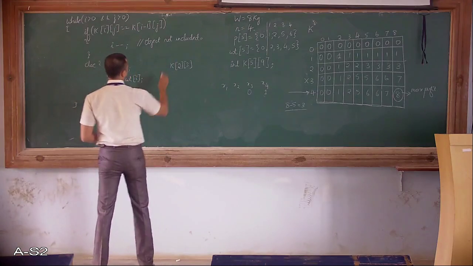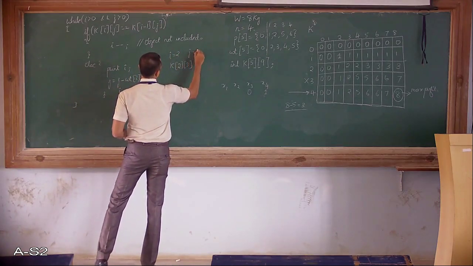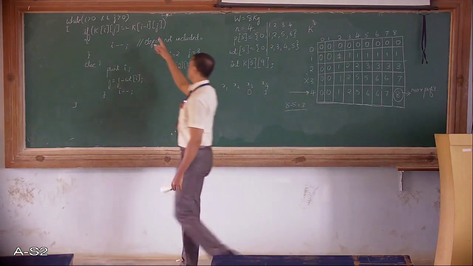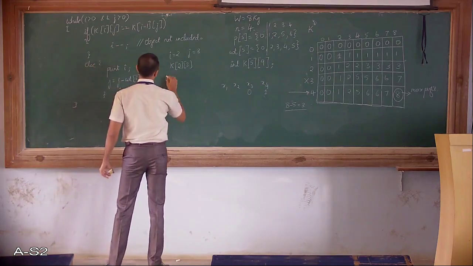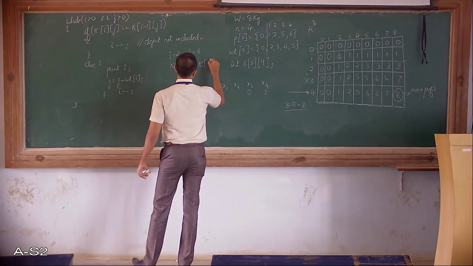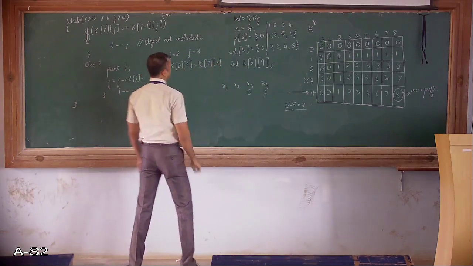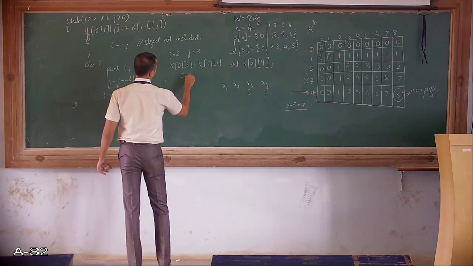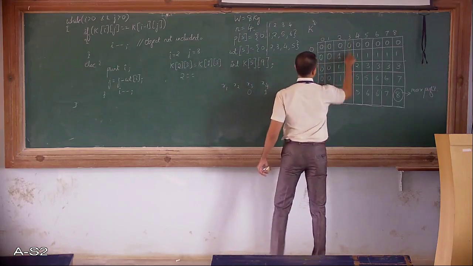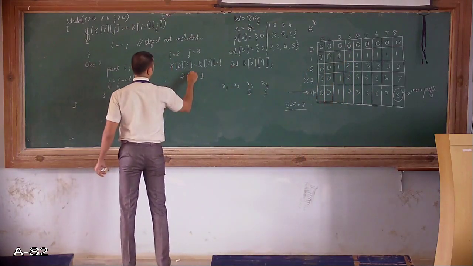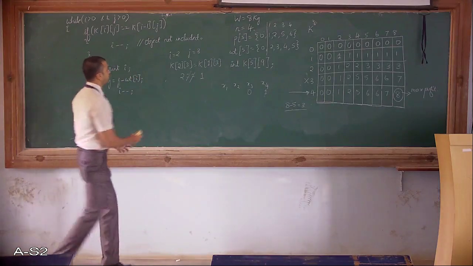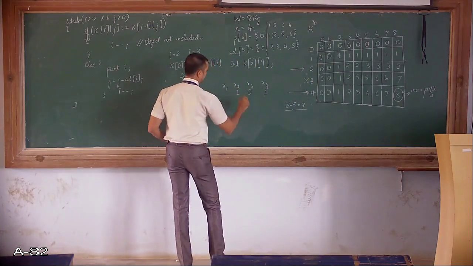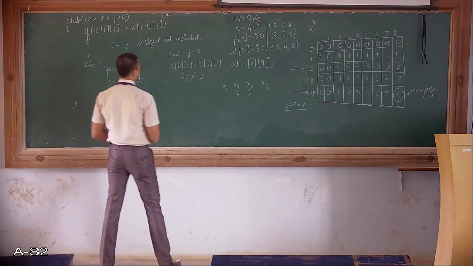Next, again check. I value is 2, j value is 3. I greater than 0, j greater than 0, condition is true. Check again if these two values are equal: k of 2 comma 3 is 2. Is it equal to k of 1 comma 3? 1 comma 3 is 1. So since this is not equal, print that row. I value is 2, so print the ith object. Second object is printed.